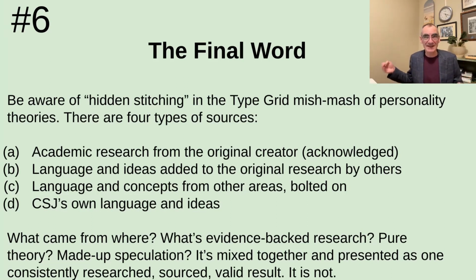and allow people to see for themselves what's backed by academic research and field research, what's just academic theory, and what's sprung from the mind of C.S. Joseph himself. And that way people could make their own decisions about which parts of the Type Grid Companion they can see as valid and which maybe are on more shaky ground.